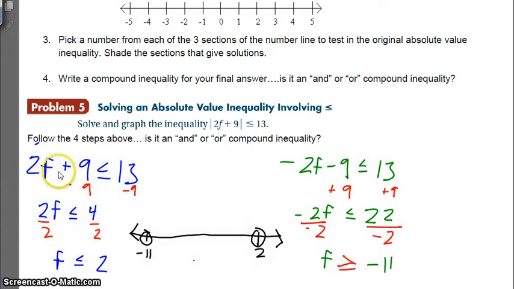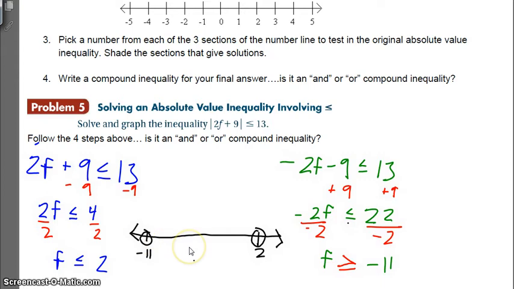Alright, so here I've shown you my solution method for this problem. The positive, using just what was in the absolute value. I subtract 9 from both sides, then divide, and I get f is less than or equal to 2. It gets tricky over here. I take the opposite of what was in the absolute value sign. So -2f minus 9, so then I have to add 9 to both sides, then I divide by a -2. Because I'm dividing by a negative, you probably know what I'm going to say. You have to flip your inequality symbol.